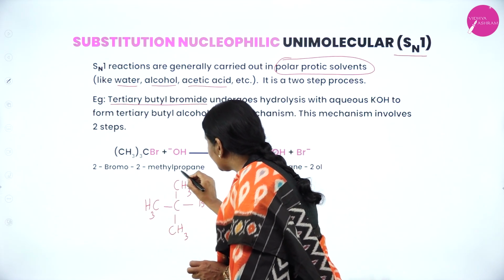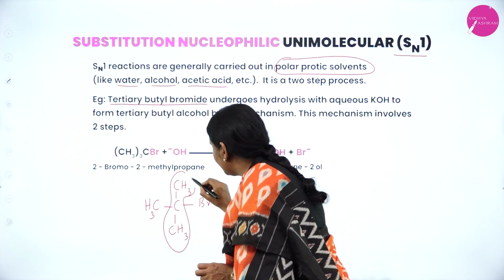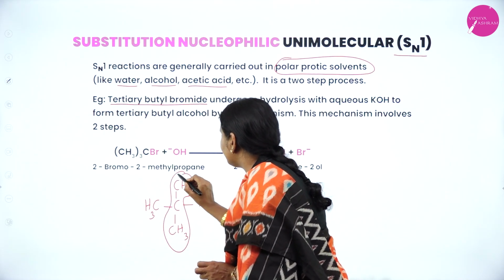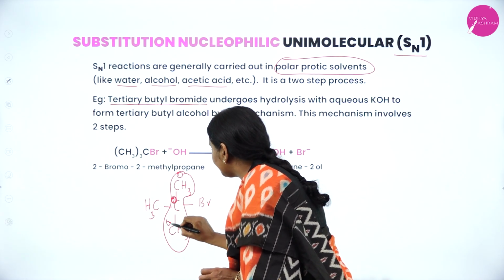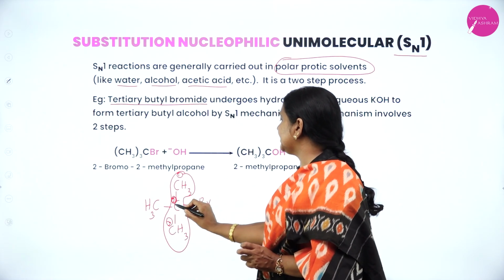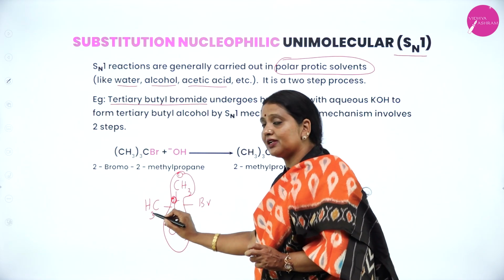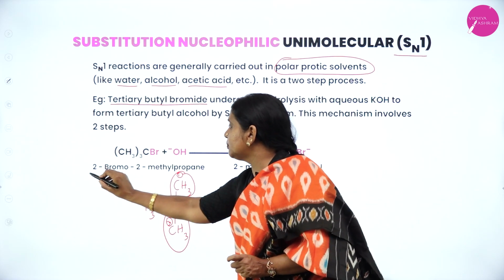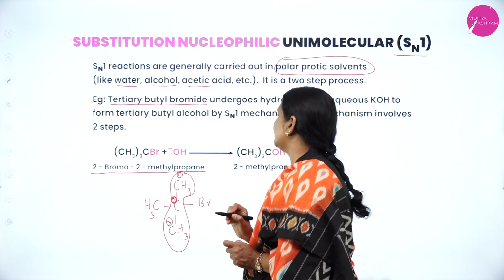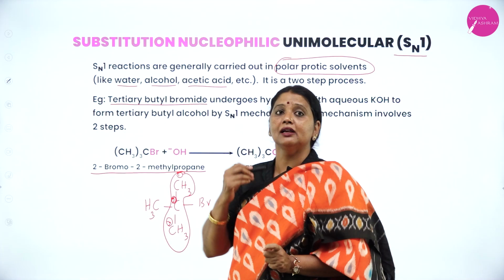IUPAC name: when you consider this as a parent chain, it is numbered as first carbon, second carbon, and third carbon. In the second carbon, there is a bromine atom as well as a methyl group. Therefore, what is its IUPAC name? 2-bromo-2-methylpropane.